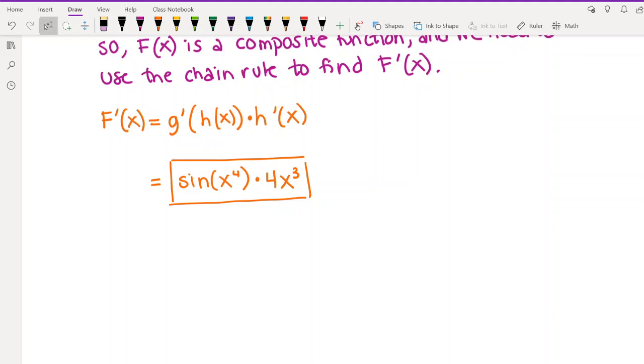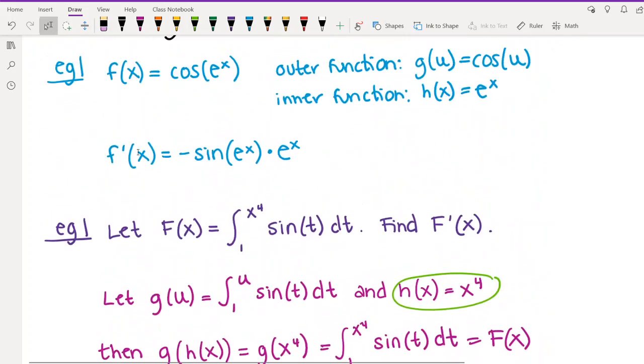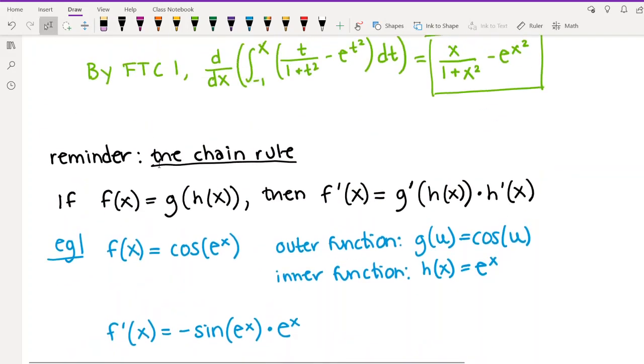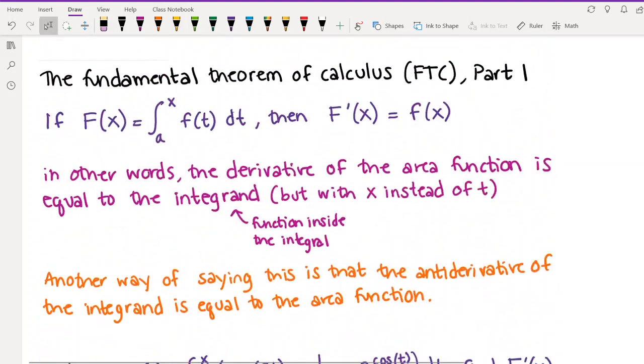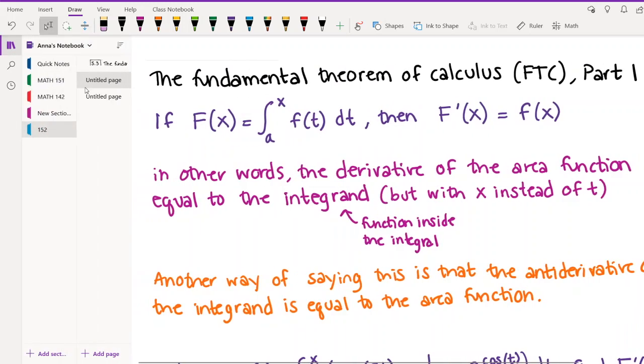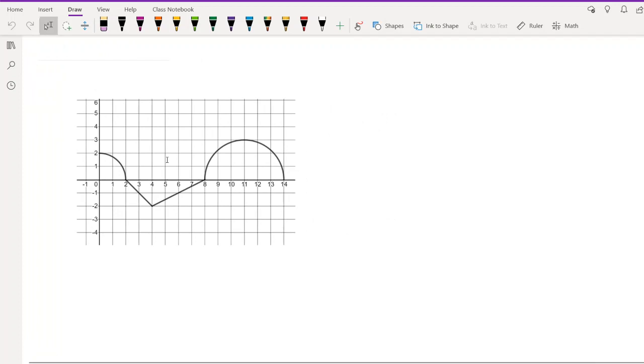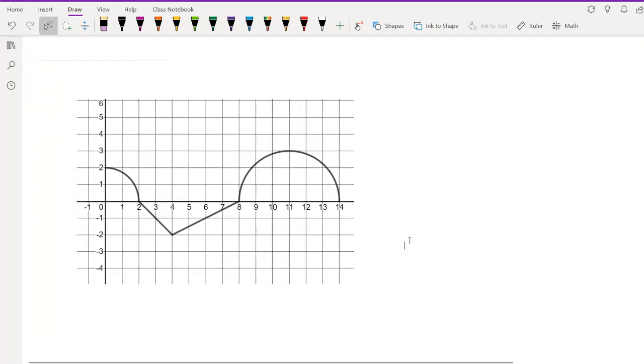So there's one more thing I just briefly wanted to bring up, to make a connection to yesterday's video now that we have FTC. So now we know that the derivative of the area function is the same as the inside function, right? And so I want to go back to this question we had in yesterday's video about finding local maxima and minima. So remember that in yesterday's video, we called this area function A of x.